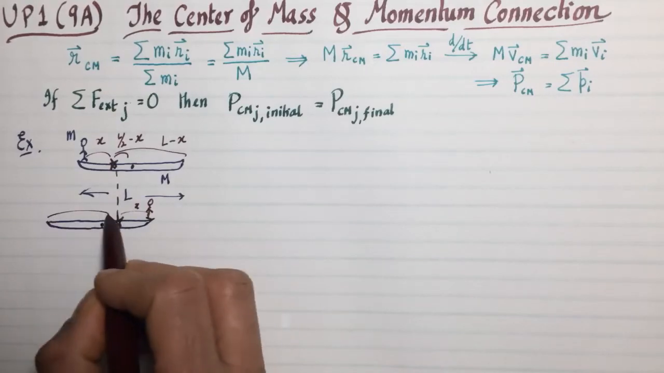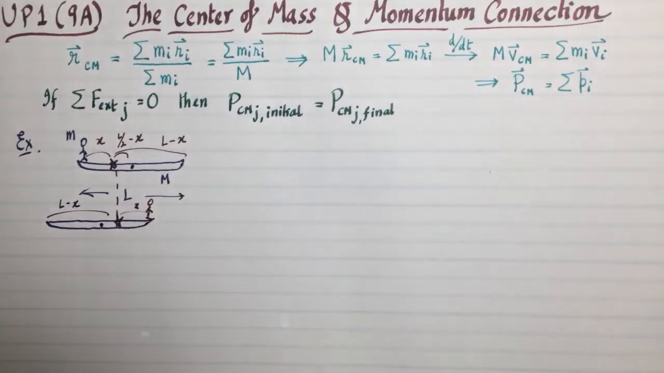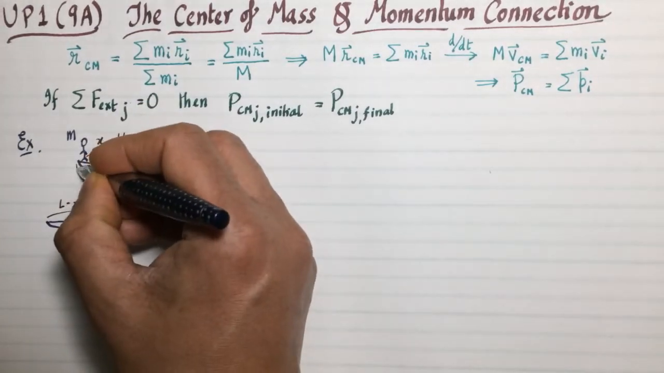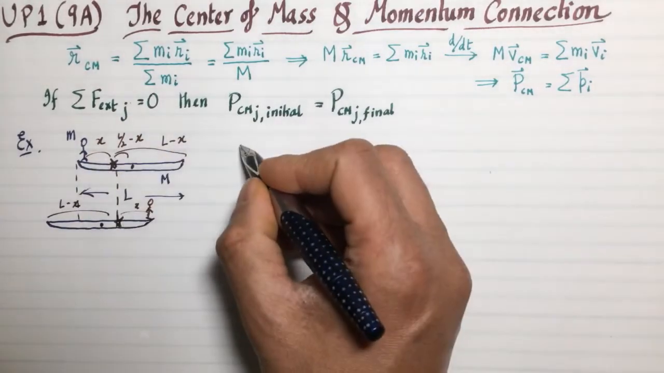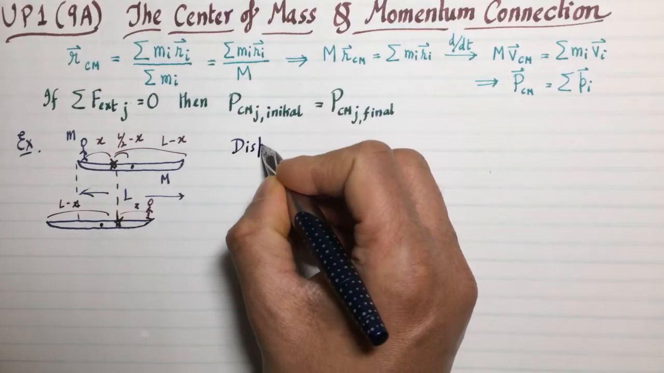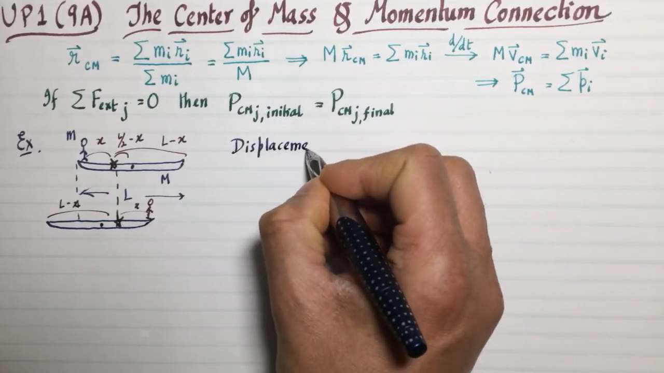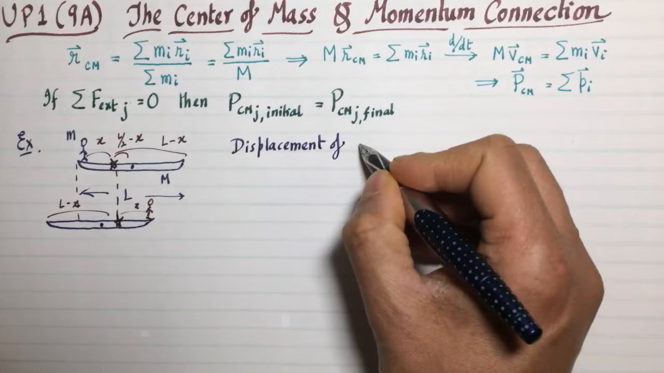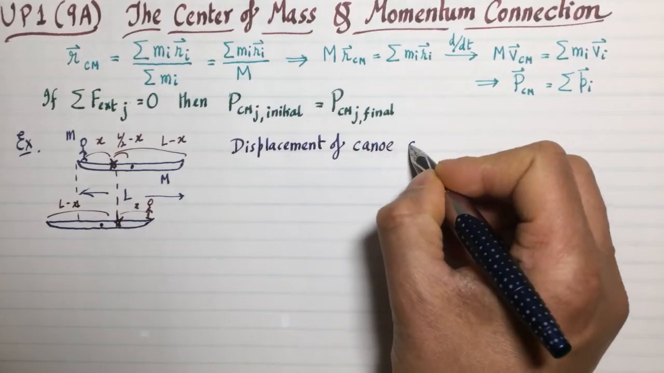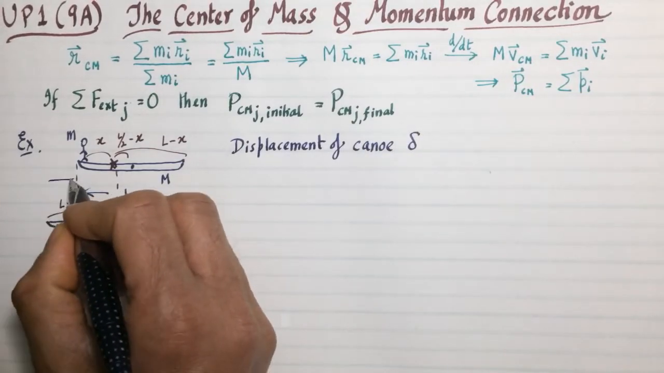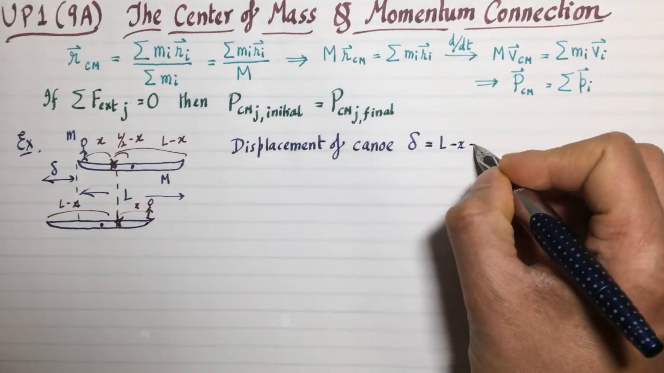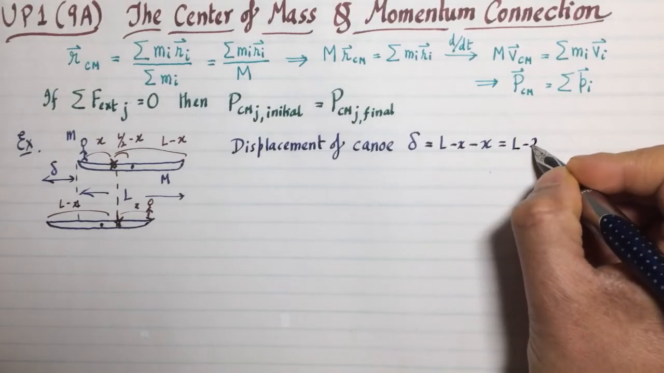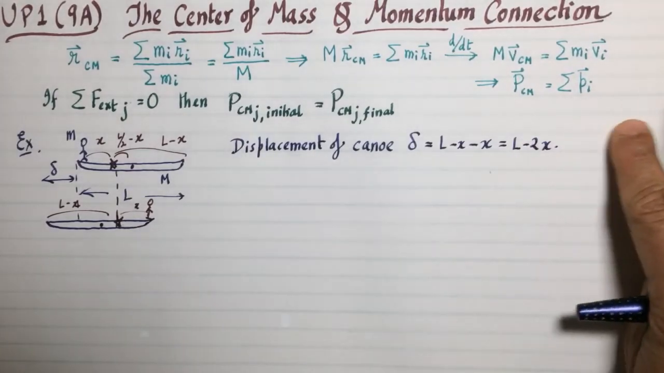So that's L minus x. And so the total displacement of the canoe from this picture is pretty clear. It's going to be L minus x minus x. So the displacement of the canoe, which I'll call delta, this distance here, is just L minus 2x. So all I have now got to do is find x.